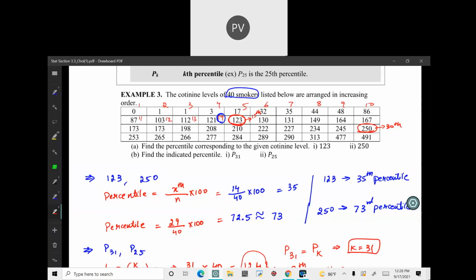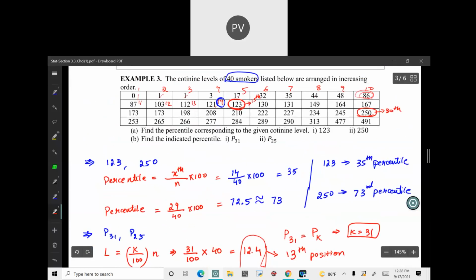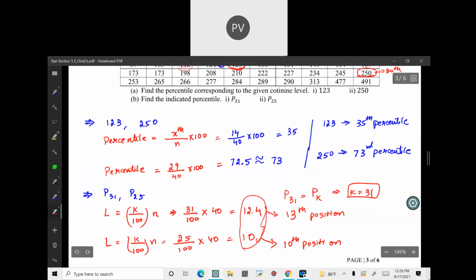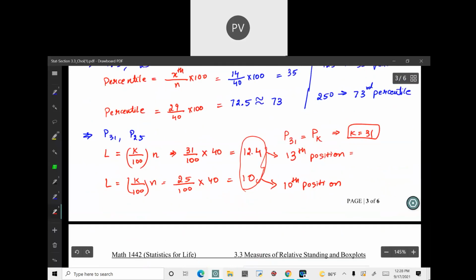Just count the data set position values like 1, 2, 3, 4, 5, 6, 7, 8, 9, 10. So this is the 10th position. So the data value is 86. Okay. Now this is 11, 12, 13, 14. And we need the 13th position and the data value is 112. So the data value for this would be 112 and the 10th position is 86.